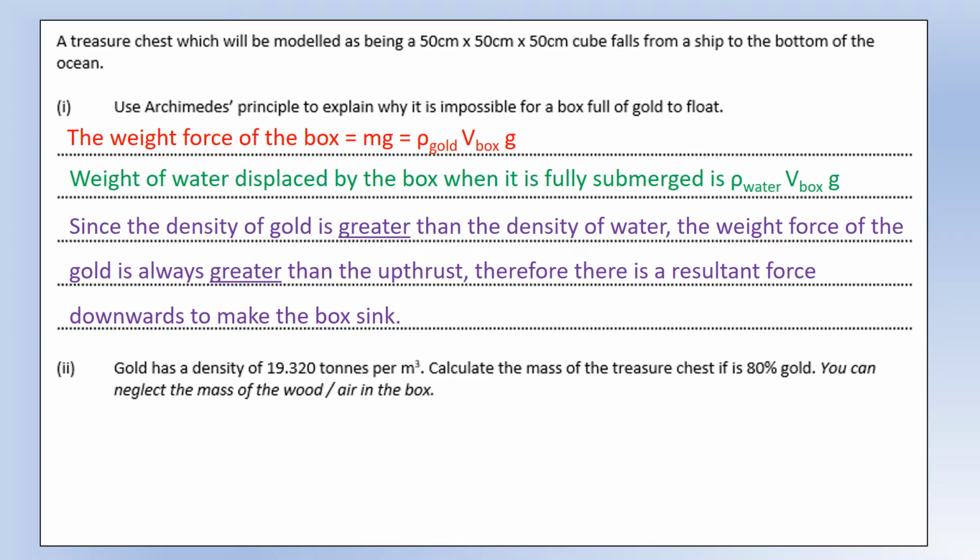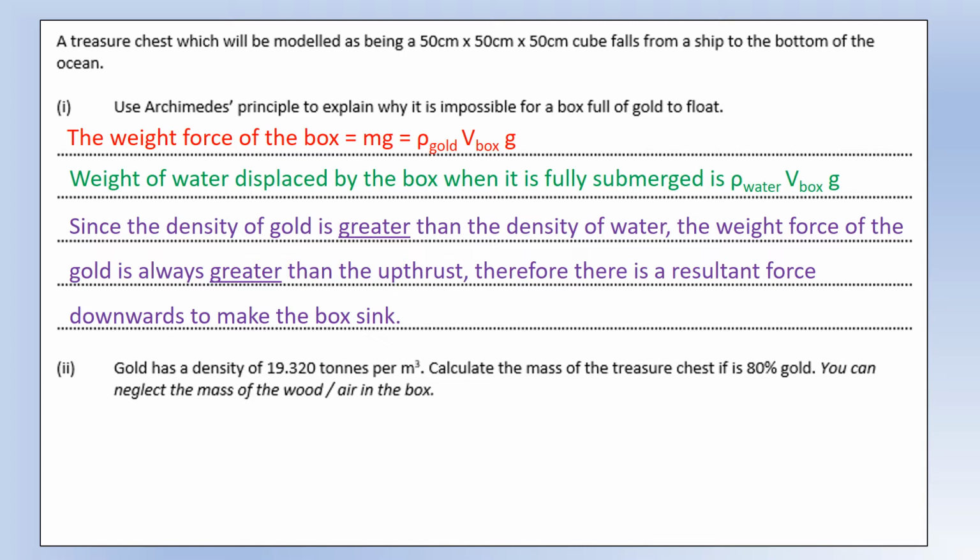Because the density of gold is much greater than water, the weight force of the box is always going to be greater than the upthrust from the fluid. Therefore, the resultant force is always downwards to make the box sink, even if the box is fully submerged.